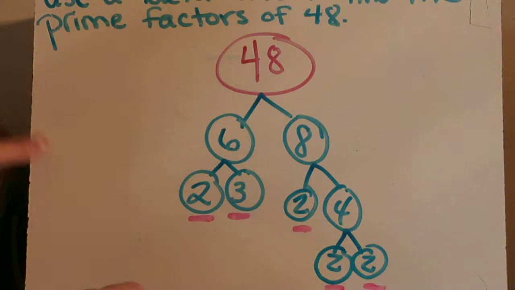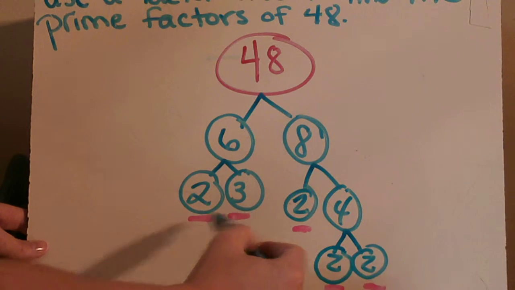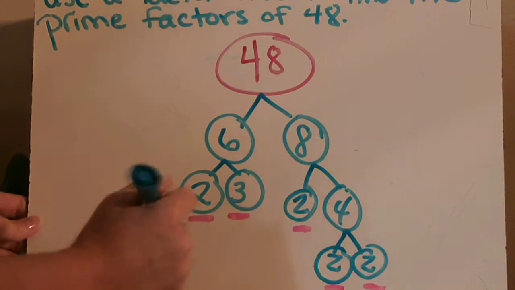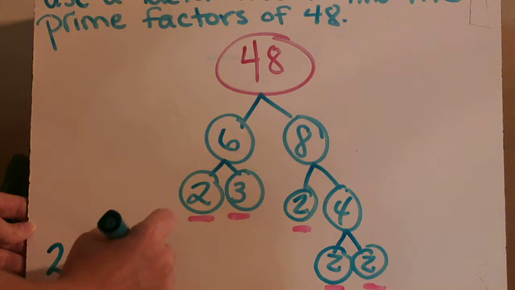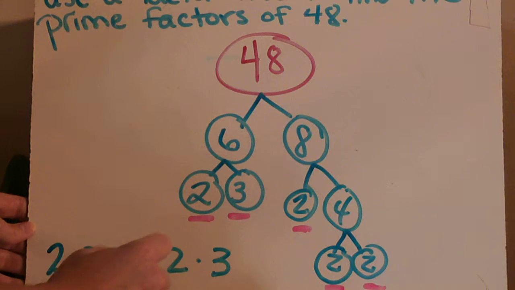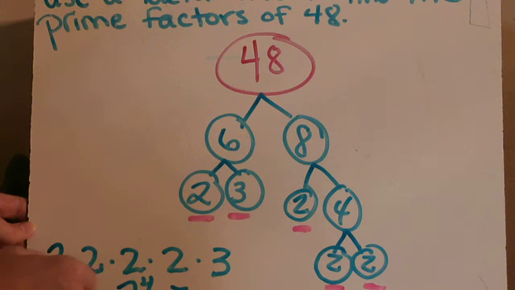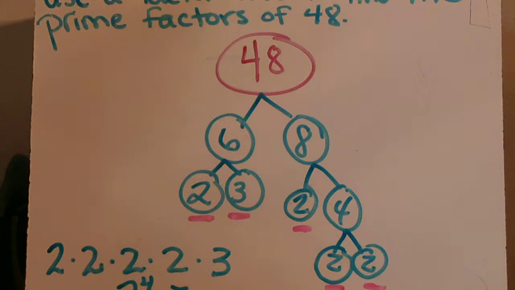So the prime factors of 48, and again I'm just going to write them in order, I see a 2, a 2, a 2, and a 2, and a 3, so I'm going to write all of my 2's first. I have 4 2's, so that's 2 times 2 times 2 times 2 times 3. Another way to write this is 2 with an exponent of 4 times 3. And if we say 2 times 2, which is 4, times 2, which is 8, times 2, which is 16, times 3, we get 48. And that is how you use a factor tree to determine the prime factors of a number.